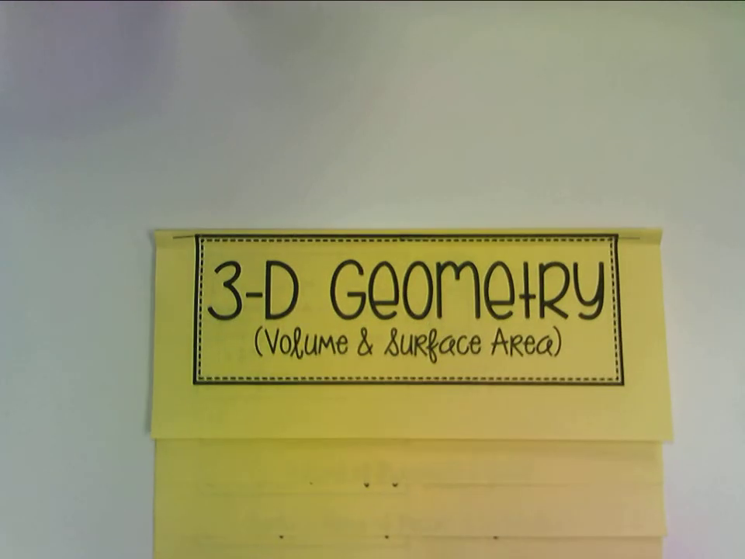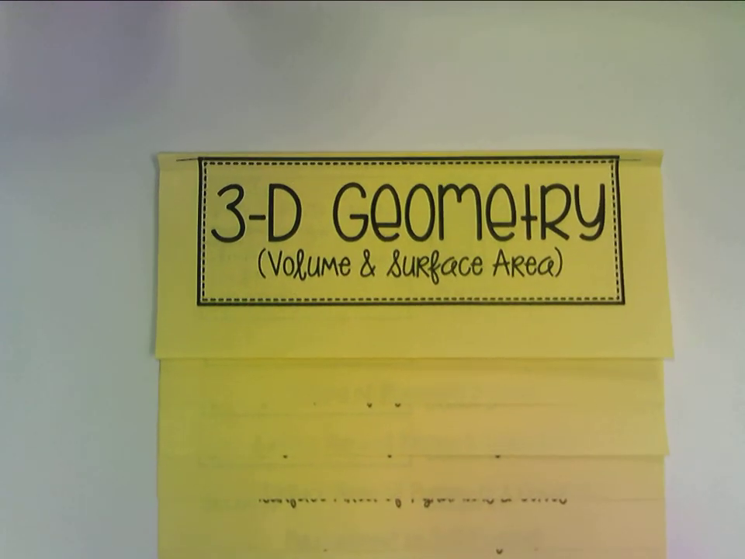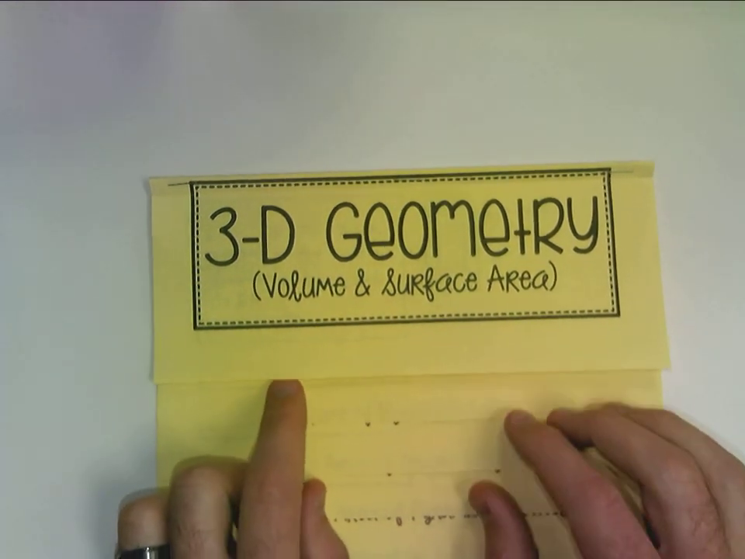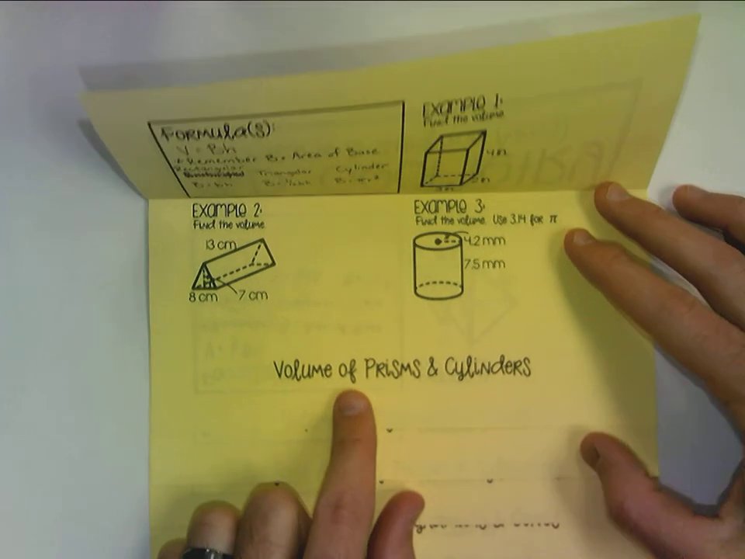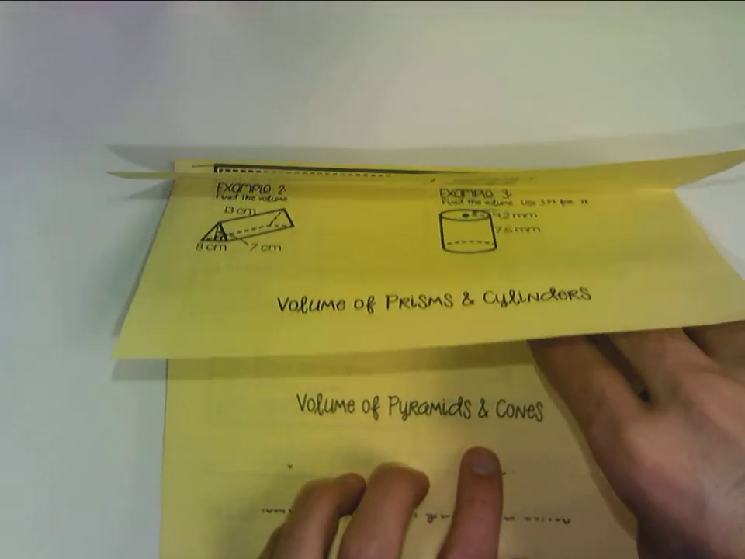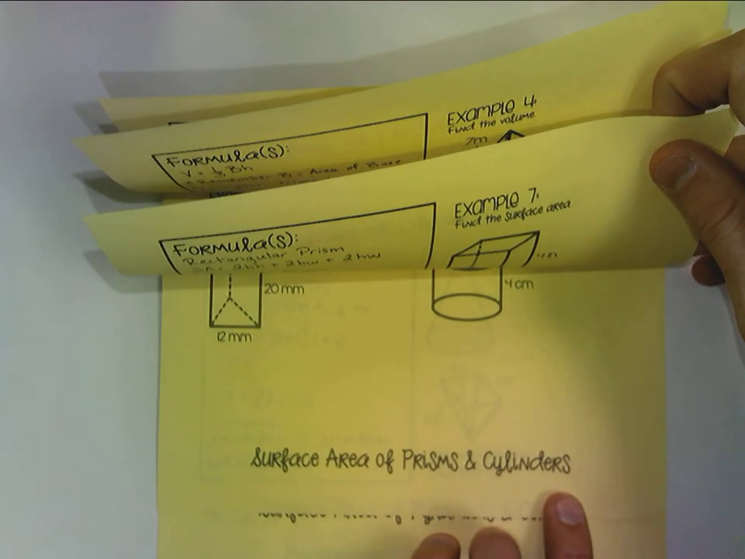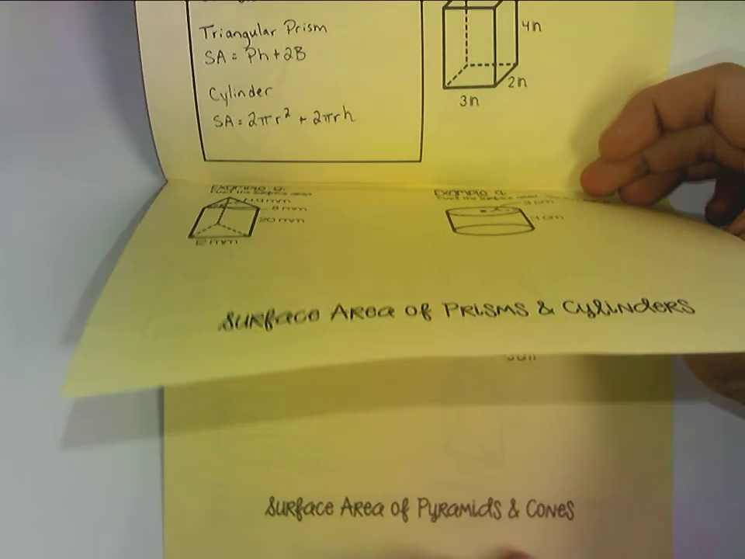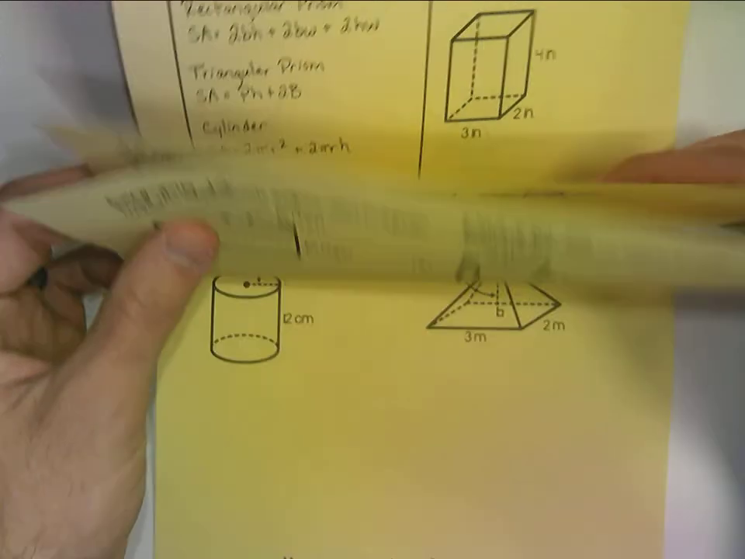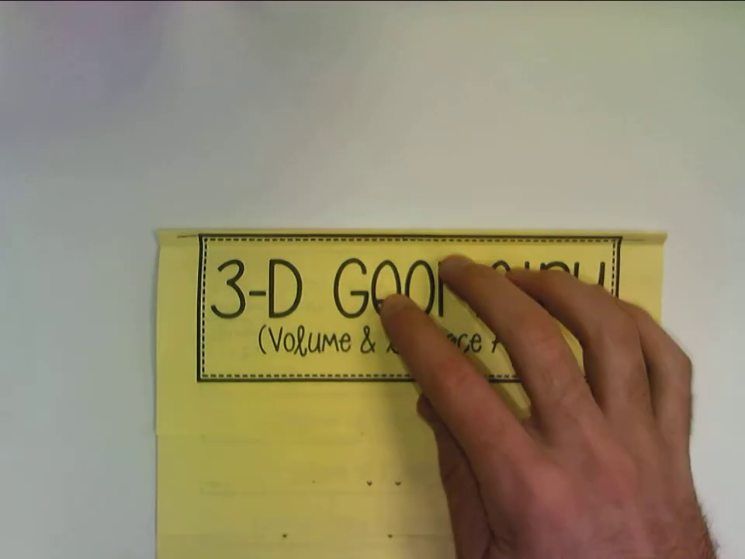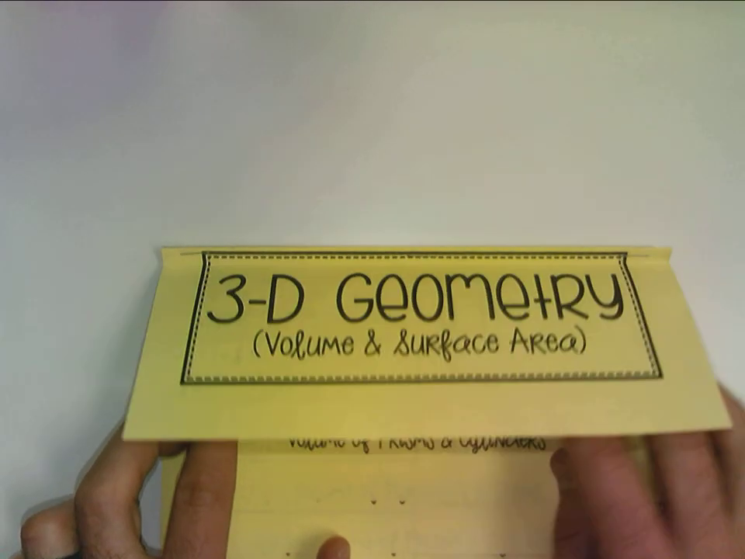Alright, the foldable that we have for today is going to look like this. So we're looking at 3D geometry, and the main focus is volume and surface area. Some of the things that we'll be looking at are volume of prisms and cylinders, volume of pyramids and cones, surface area of prisms and cylinders, and surface area of pyramids and cones, and last but not least, doing some measurements in 3D figures. So let's go ahead and get started then with the volume of prisms and cylinders.